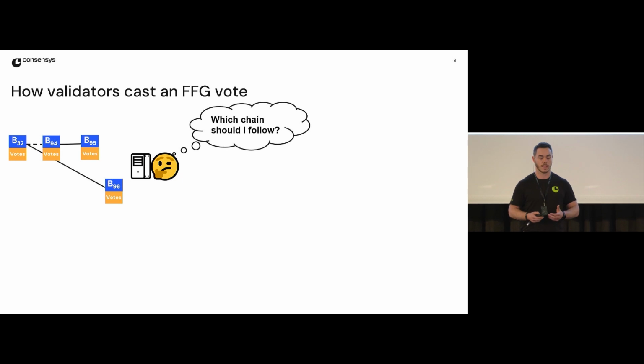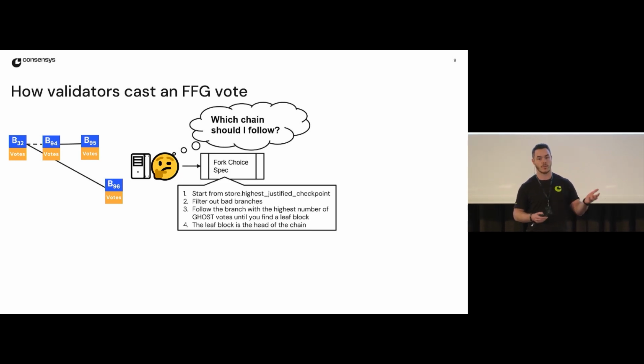The answer to this question is given by the fork choice specification, or fork choice rule, which says, essentially: start from the highest justified checkpoint, and filter out blocks that are not good. This is a detail we don't need today. Then go down the branches, always following the branch with the highest amount of attestations in terms of weight, until you find a leaf block. And that leaf block is your head of the chain.